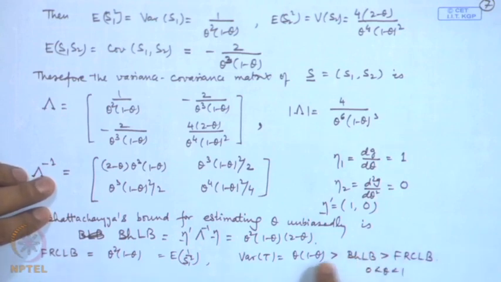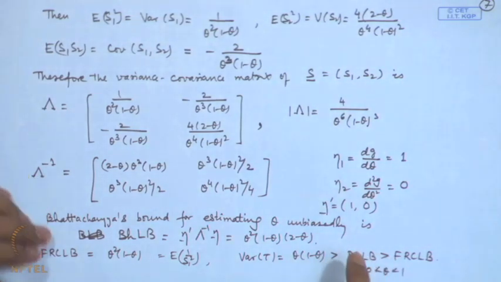Now, what you observe here is that although this unique unbiased estimator T, and therefore the best unbiased estimator, does not achieve the Bhattacharya lower bound, the Bhattacharya lower bound is sharper than the FRC lower bound. So, in that sense, this is an improvement over the FRC lower bound, although we are making an assumption about the differentiation of the density function a higher number of times.